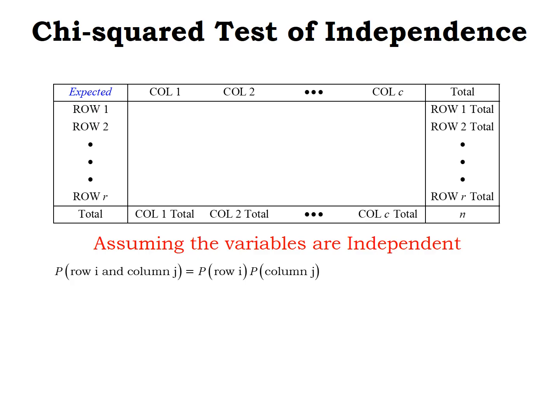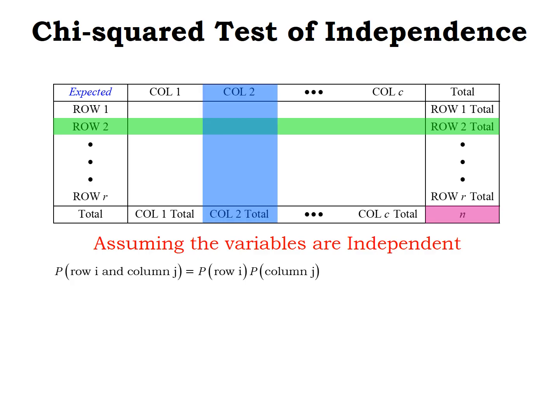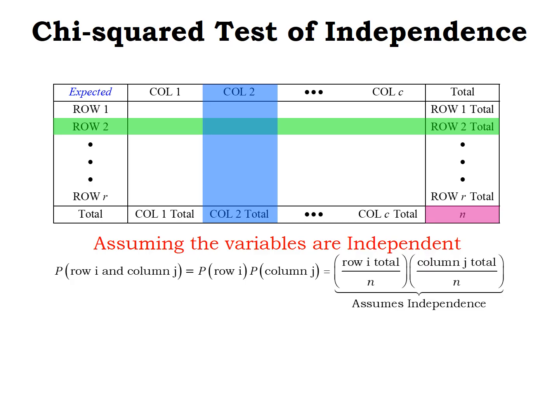Now, to find the probability of getting an outcome that's in a particular row, we would take our row total, because that's how many we had in that row, divided by our sample size. And to find the probability of being in a particular column, it would be the column total over the sample size. So assuming independence, the probability of getting an outcome that's in a particular subcell of our table is equal to the row total divided by n times the column total over n.